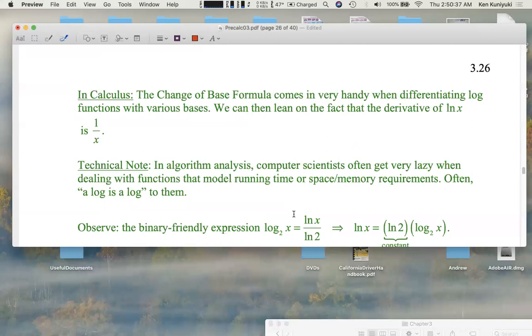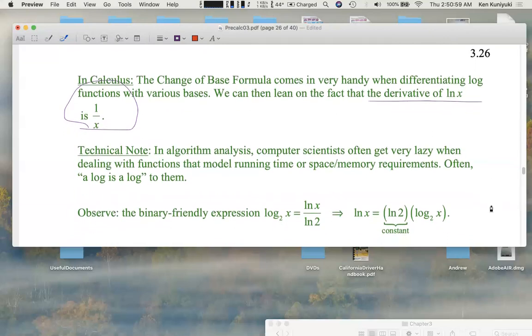Now, another reason why we like the change of base formula is that it helps us in calculus. Remember that in calculus, we're going to use the fact that the derivative of ln of x is 1 over x, which is very nice. So in order to find the derivatives of other log types, we're going to use the change of base property together with this fact.